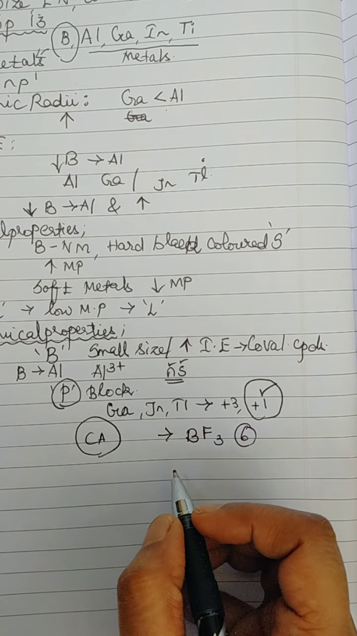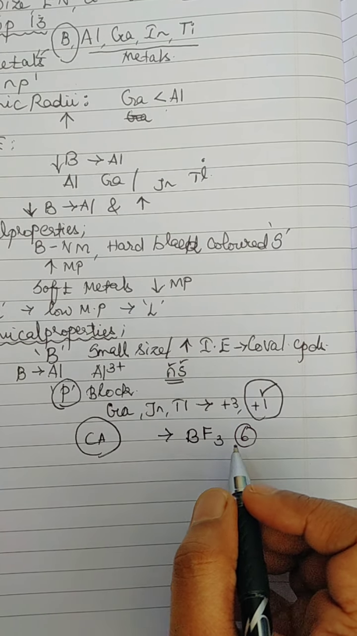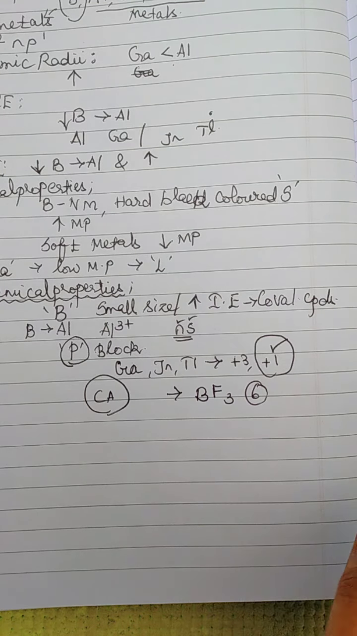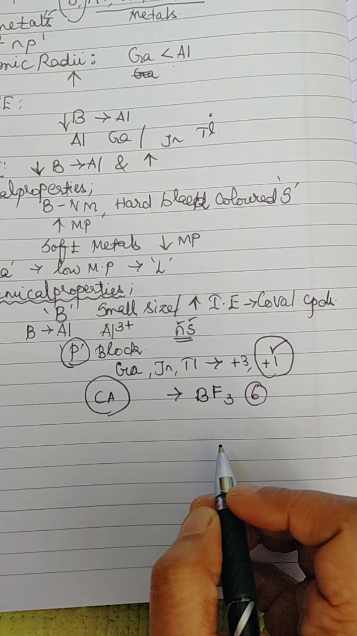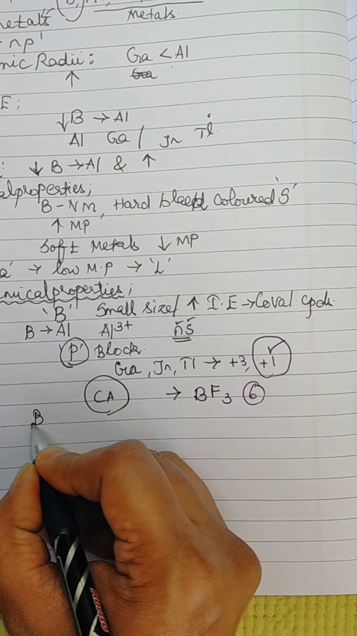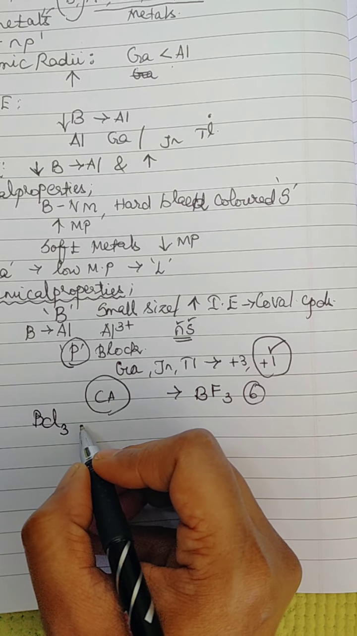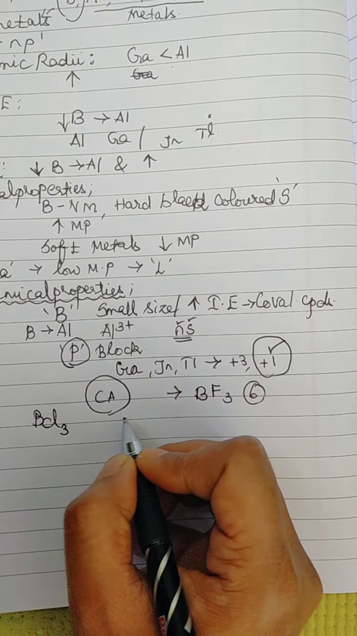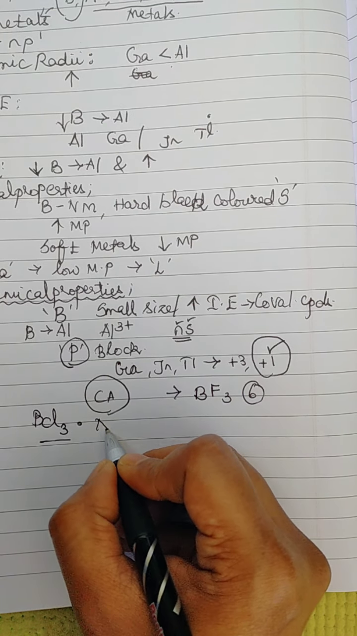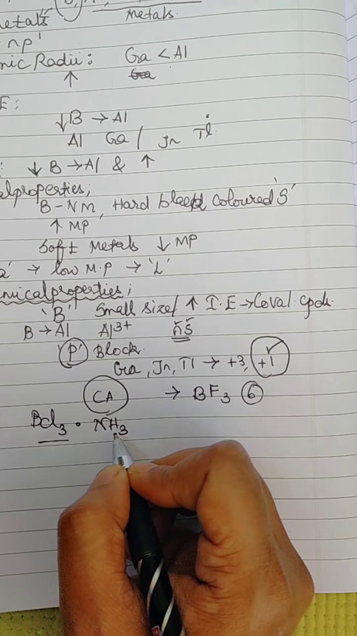So these electron deficient molecules have a tendency to accept a pair of electrons in order to achieve a stable octet configuration, so they behave as Lewis acids. But this tendency decreases with increase in size. For example, BCl3 can accept a lone pair of electrons from the nitrogen of ammonia to form BCl3·NH3. This example we have already seen.